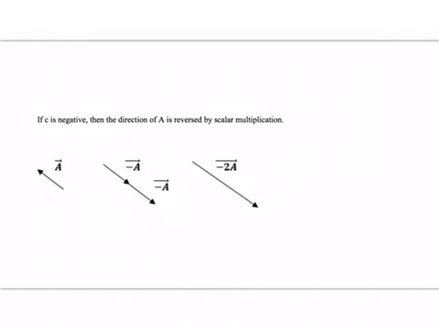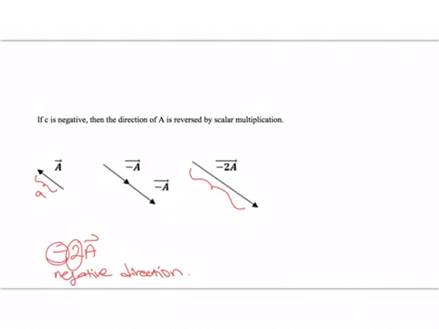If C is negative, then the direction of A is reversed by scalar multiplication. So if I'm going to find minus 2A, the minus shows me the negative direction. So this means that the magnitude is 2 times but in the opposite direction. You see here that the magnitude of minus 2A is 2 times the original A, and opposite in direction.